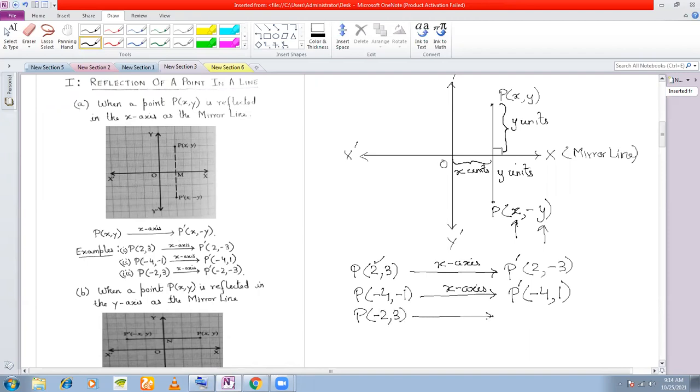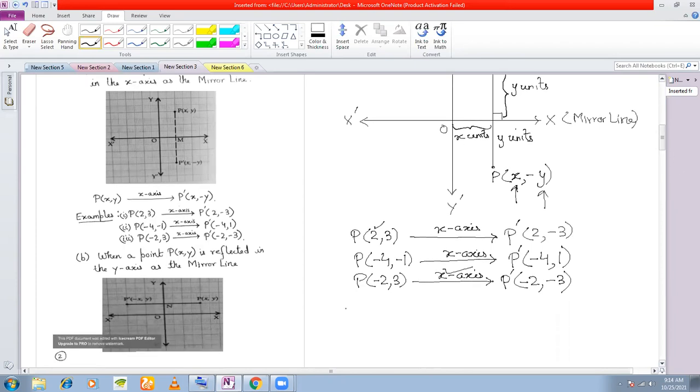Another point. If you want to find out the coordinates of the image of this point, the x coordinate is -2, so you retain the x coordinate because you are reflecting in the x-axis, and you only change the sign of the y coordinate. So even if you don't have a graph, you can find out the image of a point when reflected in the x-axis. So just remember this transformation, for a point P(x, y) when reflected in the x-axis.